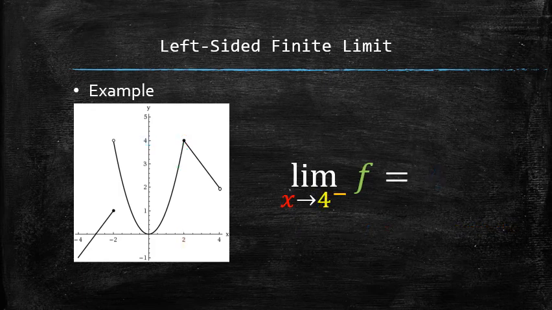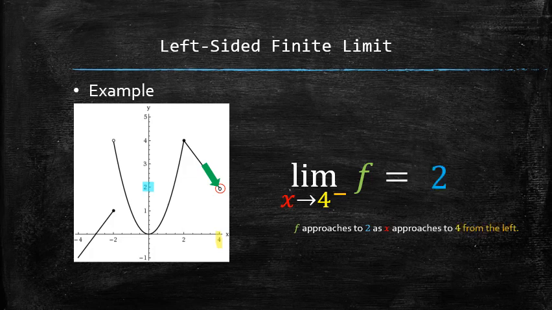Finally, to find the last limit, we need to determine the value which the function approaches to as x approaches to 4 from the left. It is easy to see that the function approaches to 2. In other words, f approaches to 2 as x approaches to 4 from the left. Therefore, the answer is 2. So we found the limit.